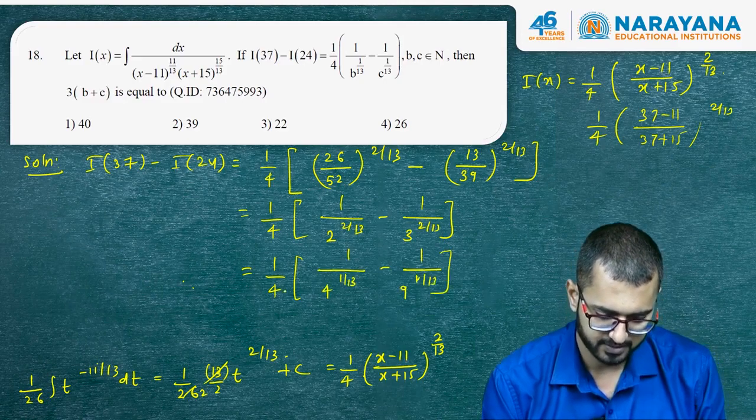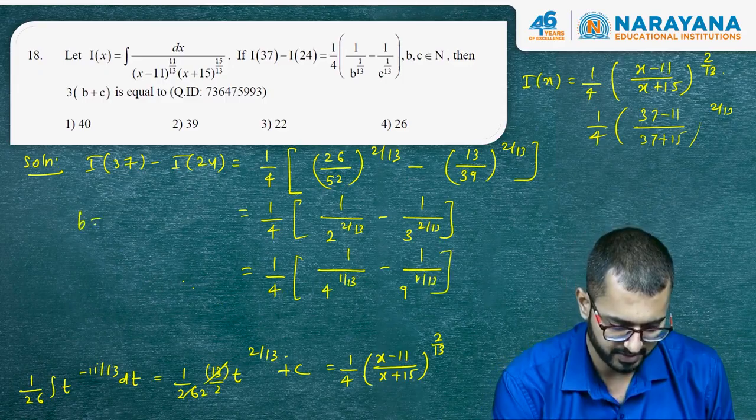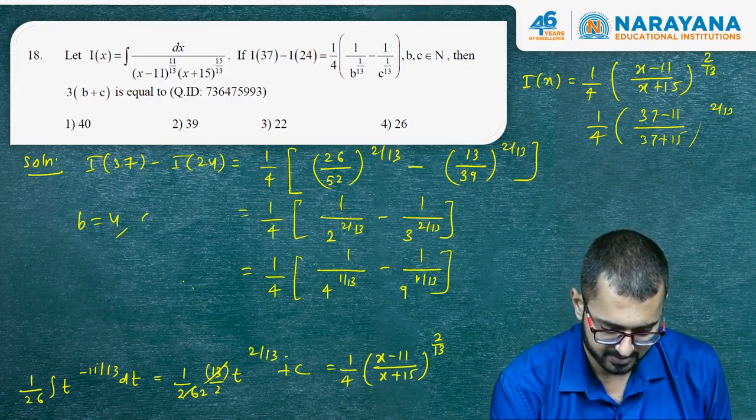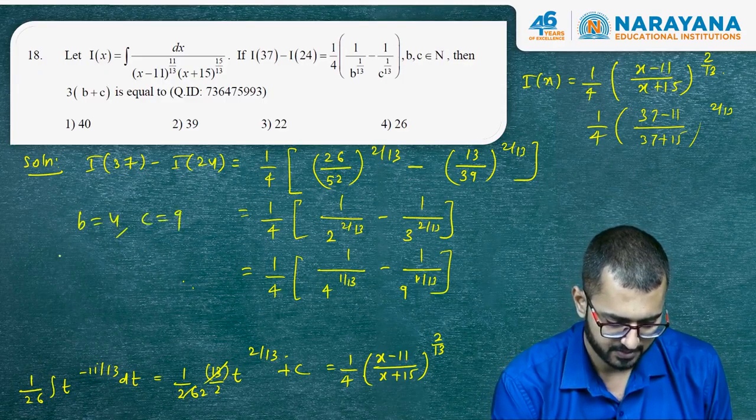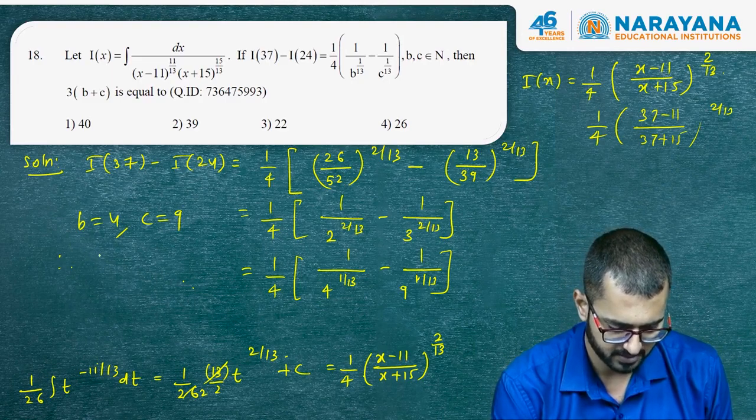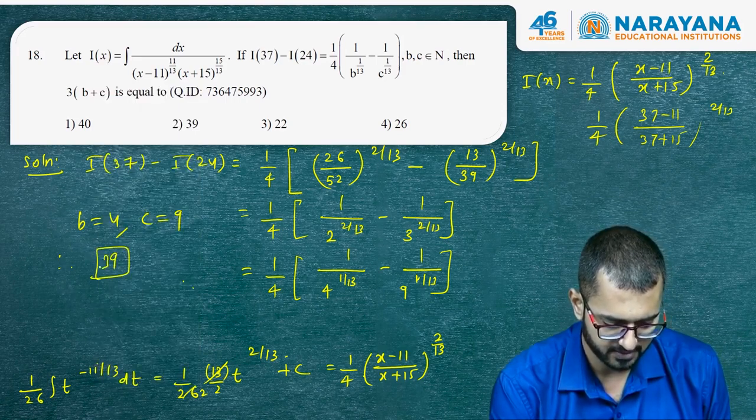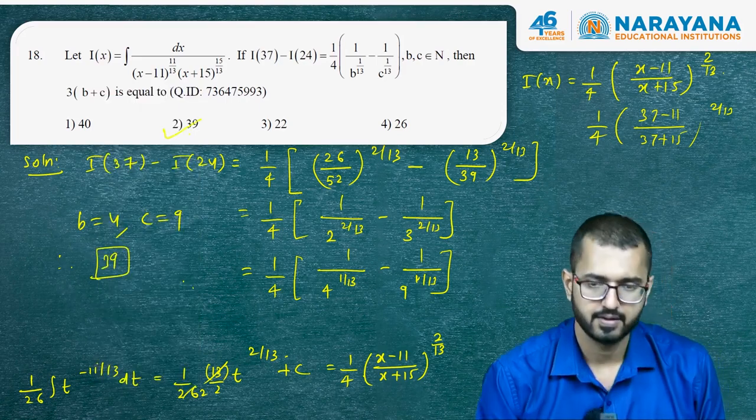So now this is actually balancing our things. So from here b will be equal to 4 and c will be equal to 9. So it will become b plus c. So 9 plus 4, 13 into 3, 39. So here 39 would be the correct answer. So option 2 is correct.